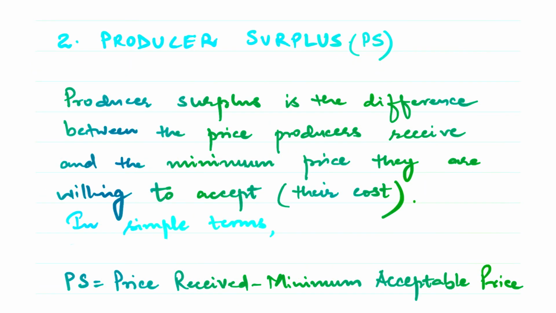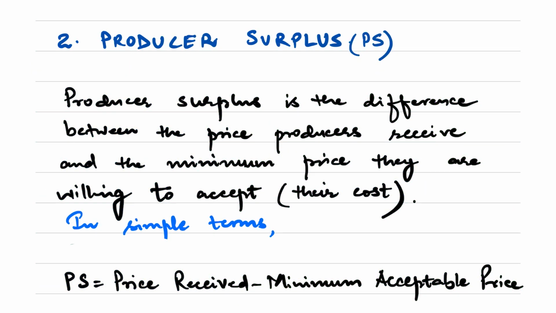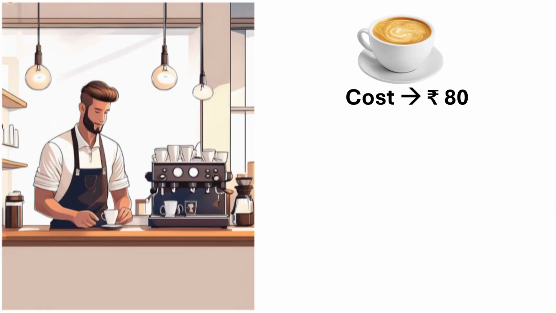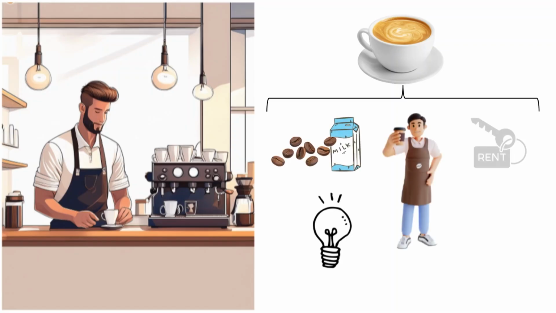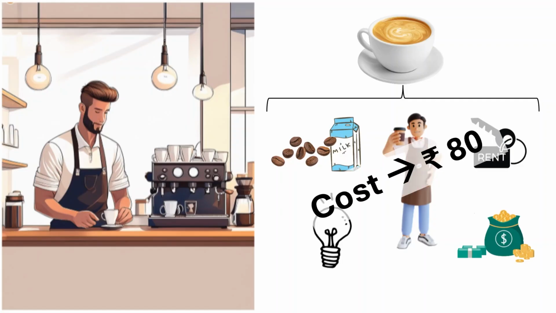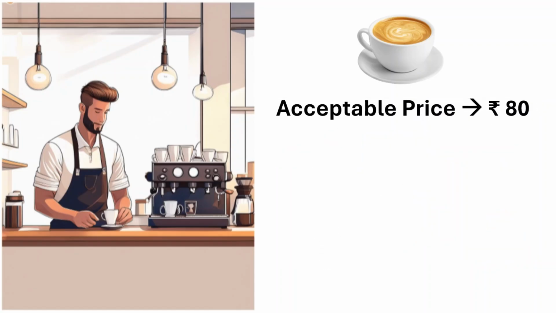Now let's understand producer surplus in the same simple way. Think about the cafe who made that coffee. For them, making one cup might cost around 80 rupees, including ingredients, electricity, labor, rent, and a basic minimum profit they need to stay in business. So, 80 rupees is the minimum price they would accept. Anything below that, they would actually lose money.